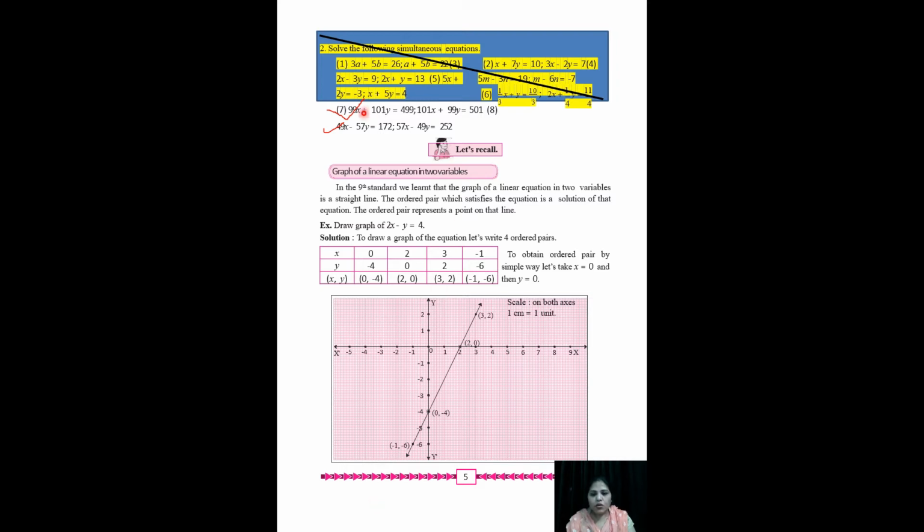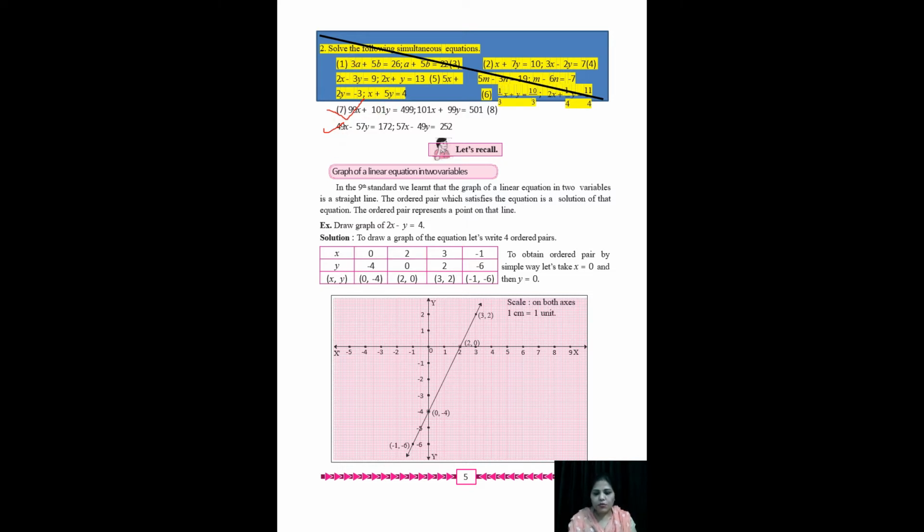Now see the difference. See the sum 99x + 101y = 499, and the second equation is 101x + 99y = 501. It means what? We have to first add the equations, then subtract, so that we get 2 more equations, and then we can directly solve for x and y. Such sums can be asked, but the direct sums will not be there now. So cancel this first part, and the 7th and 8th sums are there.